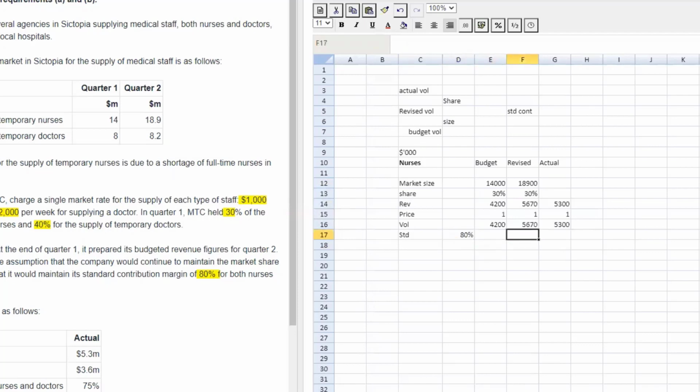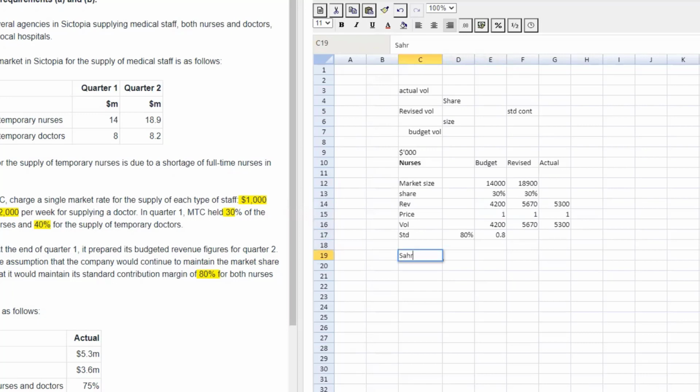And so therefore, I'm going to be using a standard contribution of 80 cents because it's $1 times by 0.8, which is the original budget. I'm always going to be using that. So now I'm ready for nurses to calculate the share and the size.